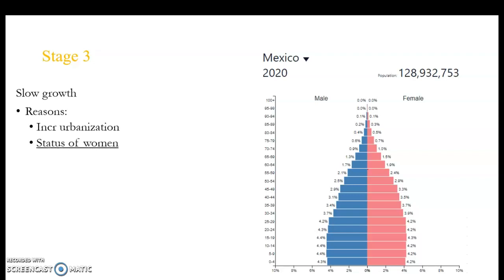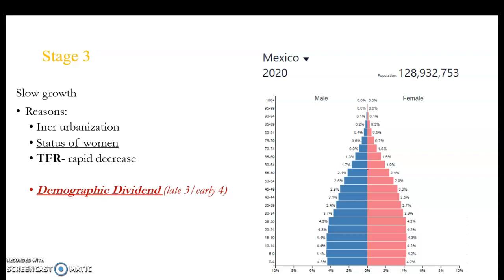We also see the status of women changing. Again, women have more opportunities for education and work, so they are delaying having kids. We're seeing a rapid decrease in our fertility rate. One, because infant mortality rates have dropped, meaning more kids are surviving the first year of life. And two, women are having fewer kids because of those other opportunities.